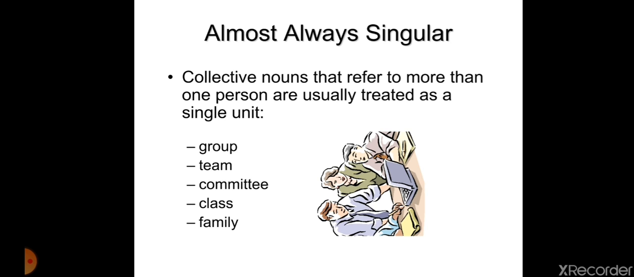There are certain collective nouns that refer to more than one person and are usually treated as a single unit. When we use collective nouns, we must be very careful. These collective nouns can be used both in singular as well as plural form according to the context. Sometimes the collective nouns will be treated as a single unit. Sometimes we'll be talking about the people or things in the collective noun. Then we'll be using plural verb.